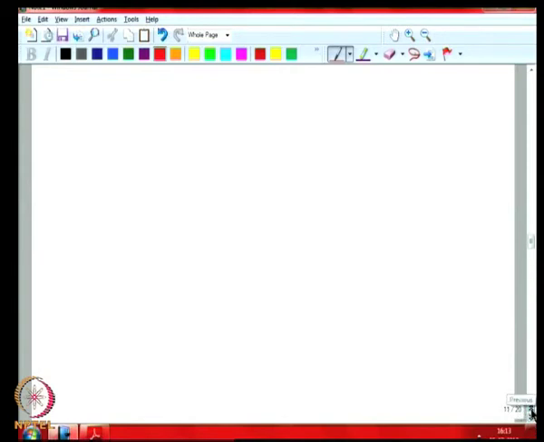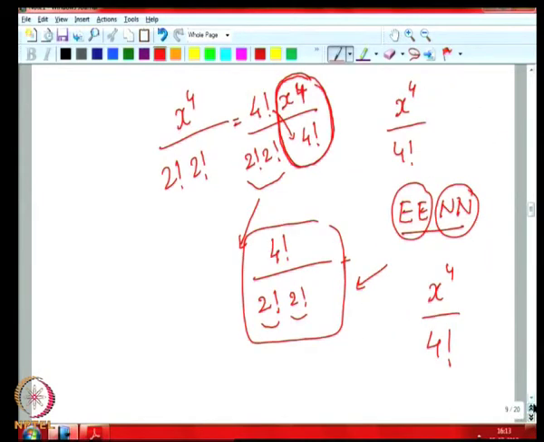So, therefore, in the exponential generating function f of x, the coefficient of x raised to 4 by 4 factorial will turn out to be the number of ways of first selecting 4 letters and then permuting them. How many ways you can permute after selecting 4 letters, right? Select any 4 letters and permute them, count the total orderings of some 4 letters selected from the 6 available letters. So, this is how the exponential generating function works, right.